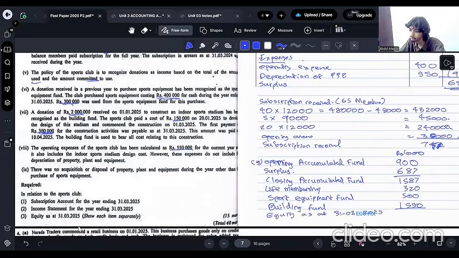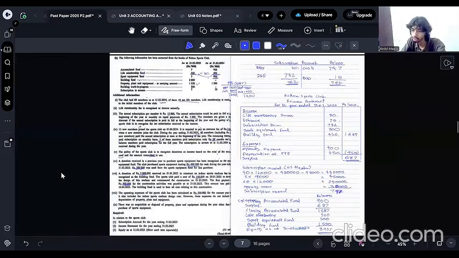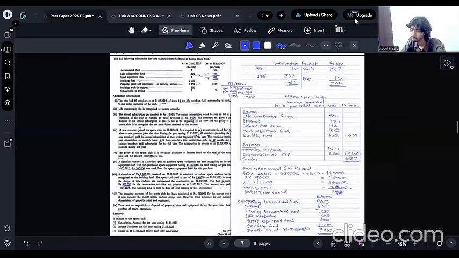Then you can find your equity as at 31st of March 2025 as 1,587 plus 320 plus 500 plus 1,550. That will be 3,957,000, your total closing equity. So then that is the third question. NPO and accounting equation is done. All right.